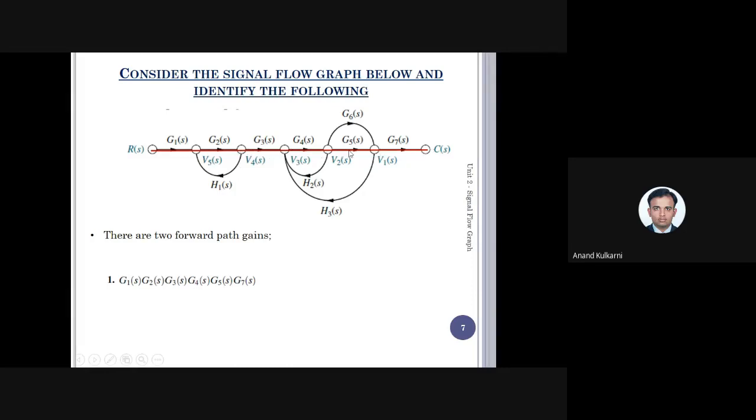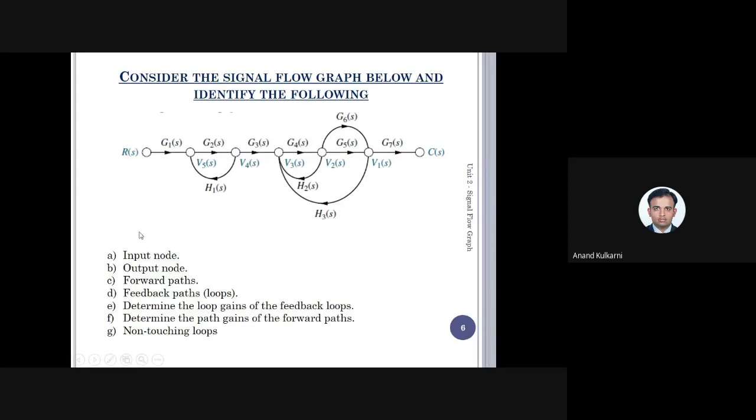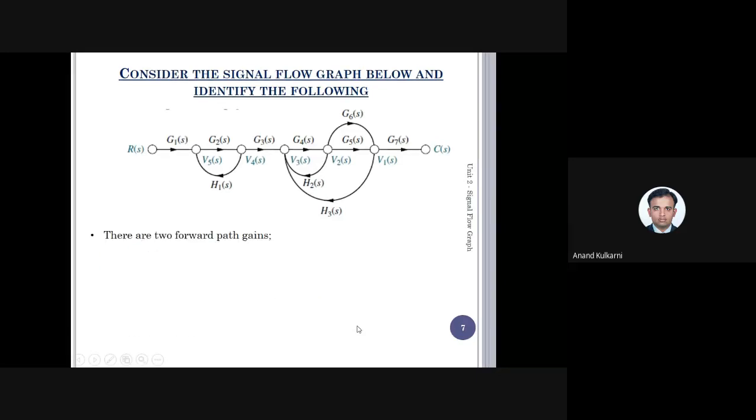So this is one node, or this is a forward path, and the gain which is associated with this forward path is called a forward path gain. So that is what is shown here. See here, this is a forward path as well as a forward path gain. So both we have considered. To determine the path gain of the forward path, we have solved both together. So this is the forward path. This is one forward path.